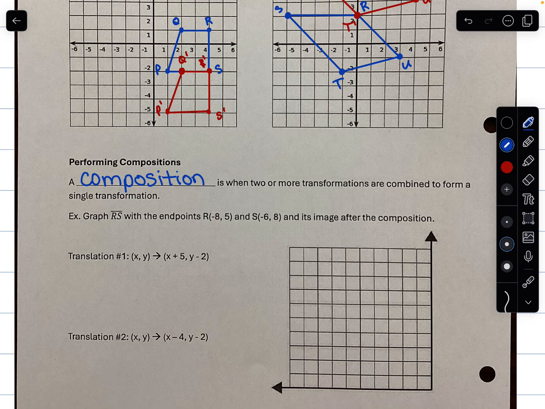R is located at -8, 5. Notice here we just have a negative and a positive on our axis. So -8, 1, 2, 3, 4, 5, 6, up 5. And then S at -6, 8 would be here.